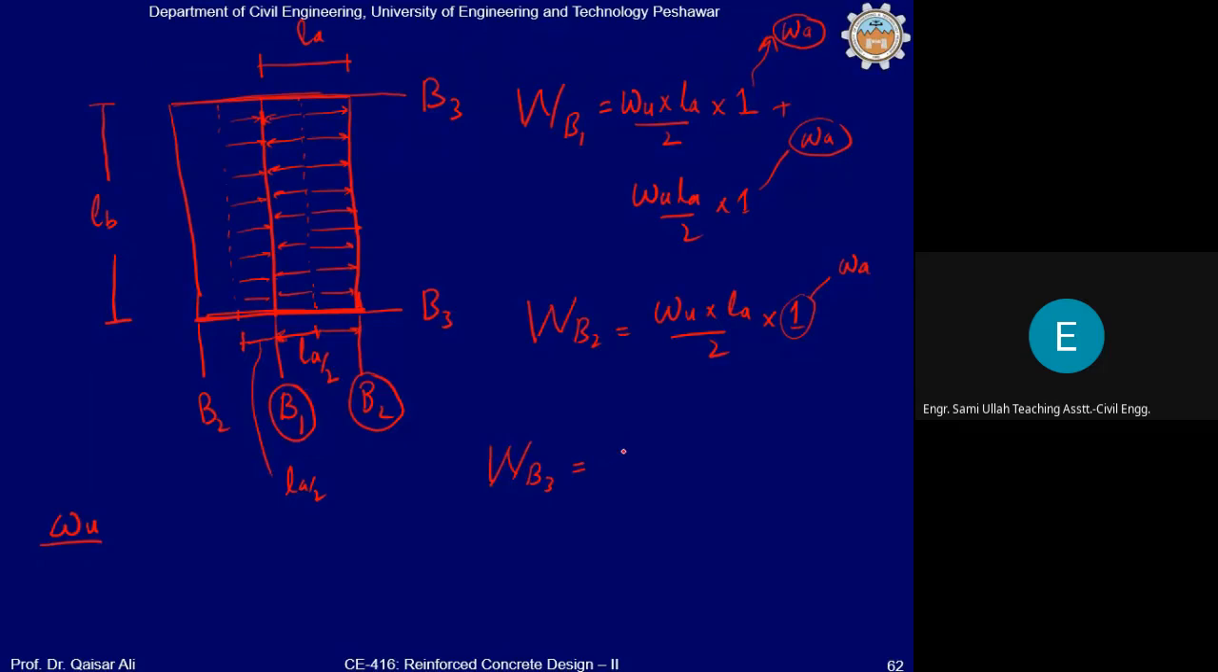in a general form, this will be equal to wu into LB divided by 2 multiplied by basically this coefficient, which will be 0. And this coefficient is represented by WB. So it means that the load transfer coefficient along the shorter direction is 1 and the load transfer coefficient along the longer direction is 0. And why is it 0? Because it is a one-way slab system and there will be no load transfer along the longer direction. That is why the load acting on B3 will be 0.